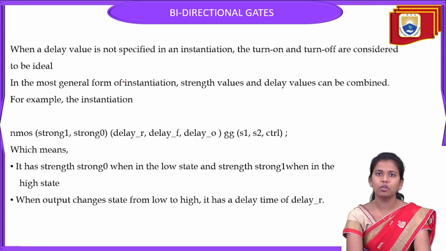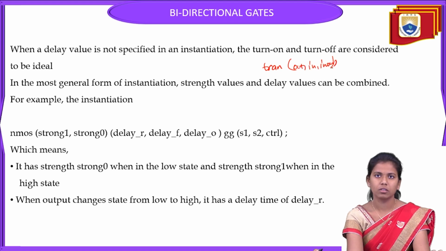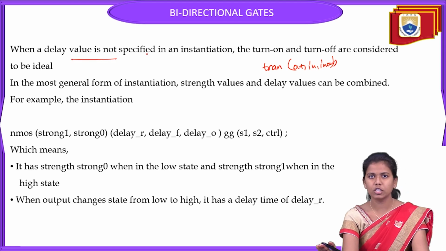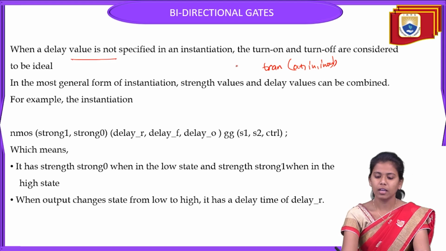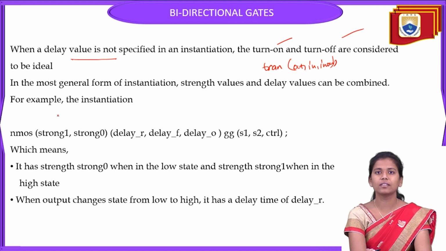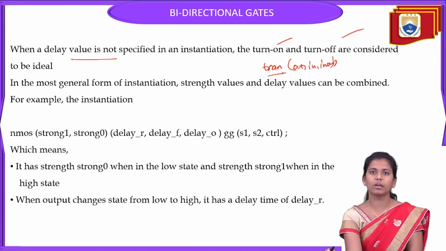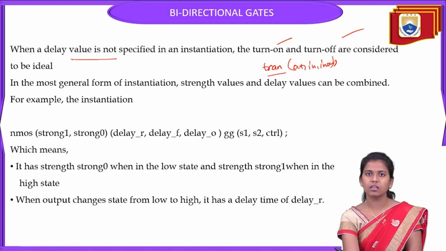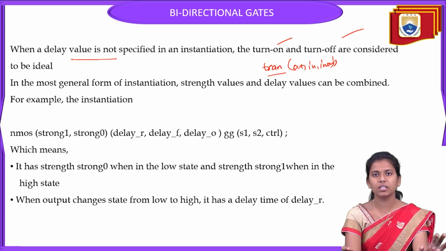So this is about the delay 0. And when the delay value is not specified, in some cases we don't specify. For example, tran. In tran, if there is no delay, obviously we will write out, in and in out, right? So when the delay value is not specified in the instantiation, the turn on and turn off times are considered to be idle. For example, this only. So in a tran bidirectional gate, if there is no delay, there is no need to represent the delay in the instantiation. Why? Because here the delay is 0.